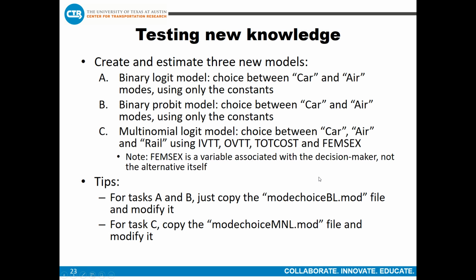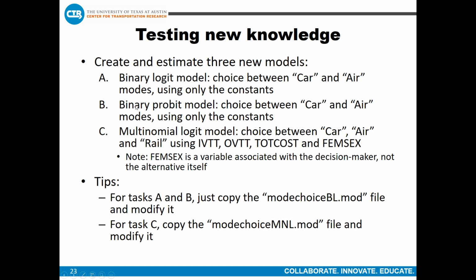All right, I'm going to give you guys 5 minutes. Actually, I'll give you guys 7 minutes. I think that'll be enough time. And I want you guys to do these 3 tasks. First, in task A, create a binary logit model where people have to choose between car and air modes, but there's only the constants. No variables are going to be used here. We're only going to have the constants.